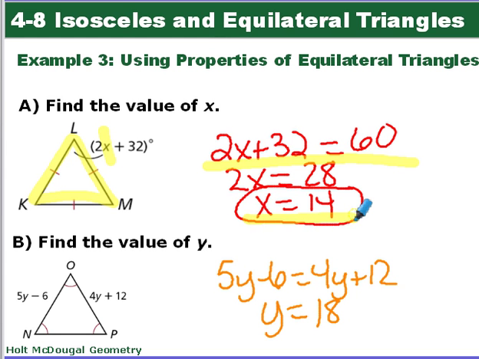For the second problem, we have all three angles congruent. So we have an equiangular triangle, which makes it also equilateral. So our two side measures given must be the same length. Set them equal to each other. Solve for y. We get y equals 18.